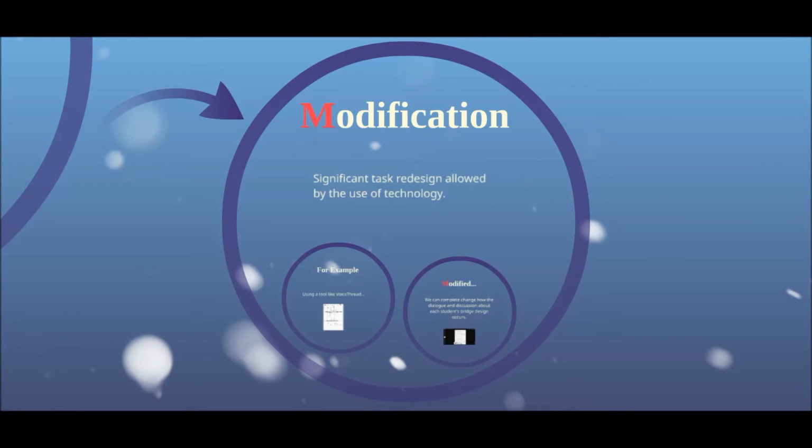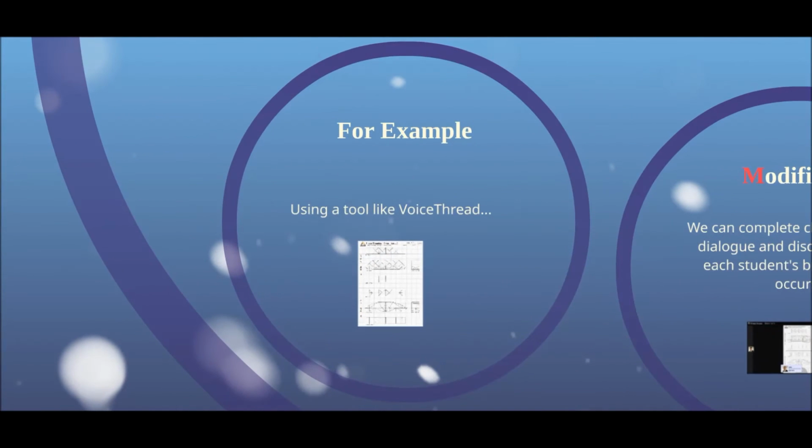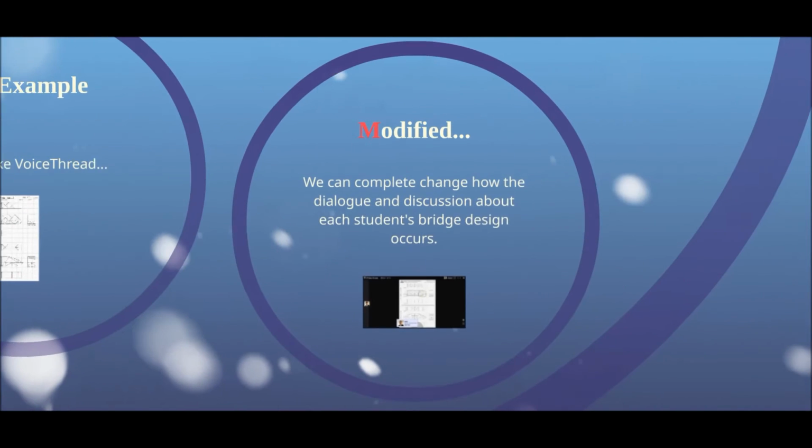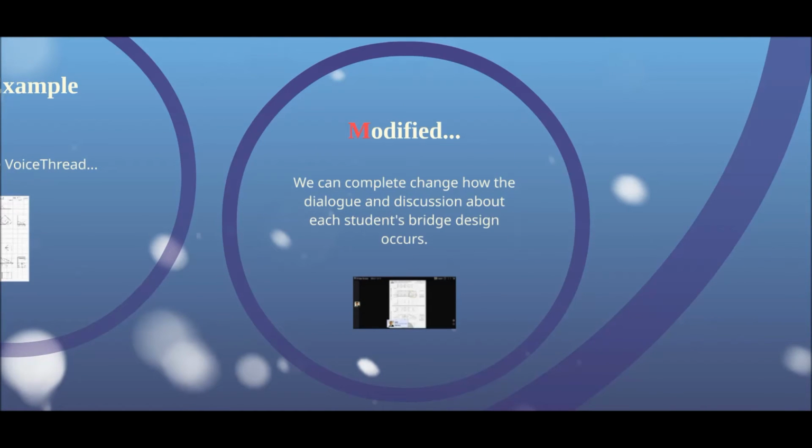Now, when we get above the line to the M and the R, now we're really starting to talk about modification of the activity. In this case, there is a completely different task design that the technology allows to happen. So let's go back to that particular example of the bridges again. So you might, in this activity, ask students on graph paper to draw out what that bridge that they're going to build would look like. Now, that's all well and good, but how can we use technology to completely change the activity? Well, we can do that by using a tool like VoiceThread.